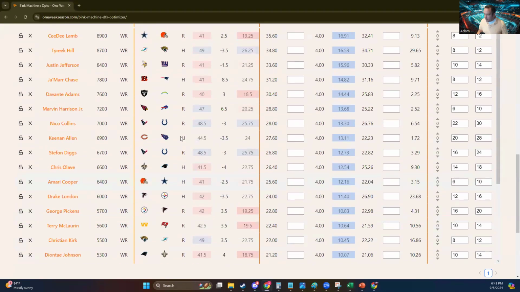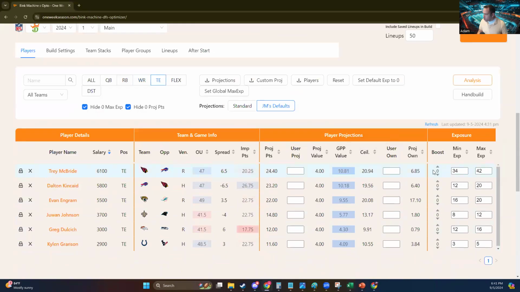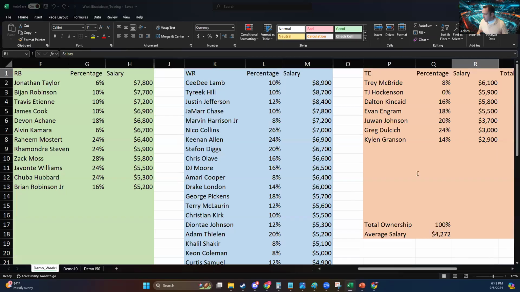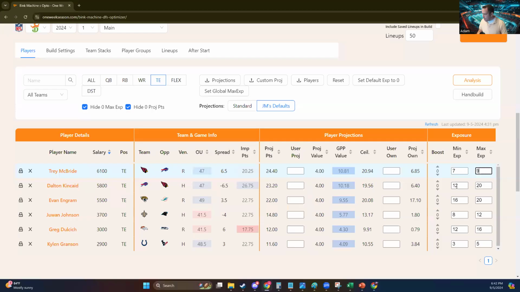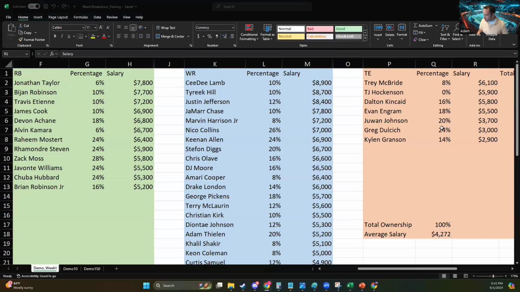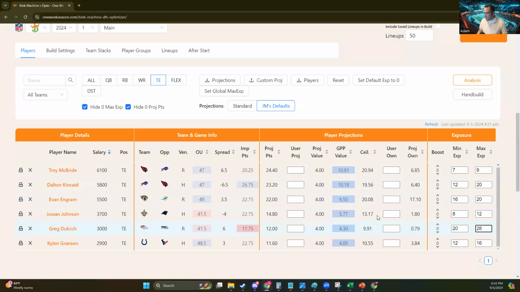Okay. And then also in the tight ends, I lowered Trey McBride real low, right? If you remember that. And I got him to 8%. So I'll put him like 7 to 9. And I think I upped the lowest tight ends each by 10%. So Kylan was 14, so I'll go 12 to 16 here. Dulcich, 22 to 26. I'll give him a little bit of extra leeway, actually, 20 to 28. Average of 24 still, which matches this. And Juwan Johnson, I have him at 20%. I'll leave that there. Okay.